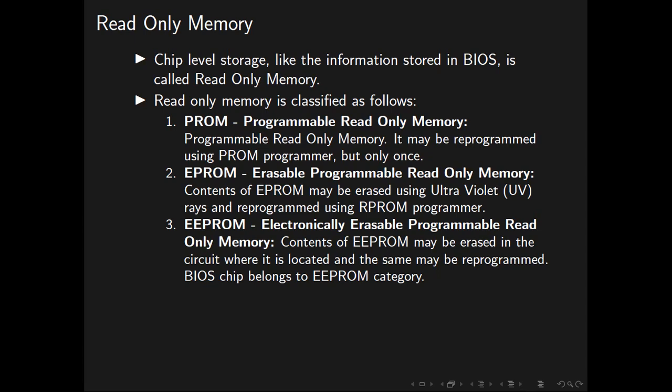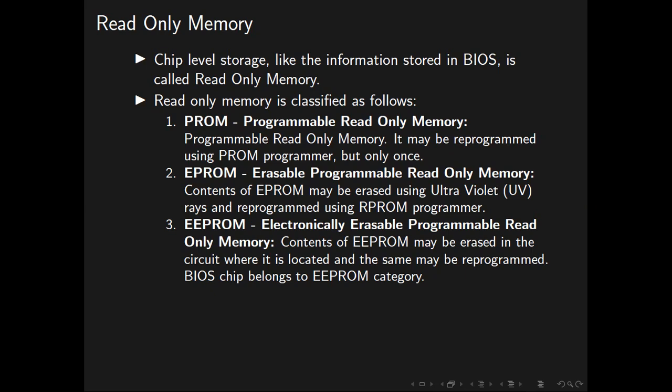There are three types of ROM. The first one is PROM, programmable read-only memory. This can be programmed, but only once. Once you write the program, you cannot change it. Nowadays we don't use PROM, we have advanced.